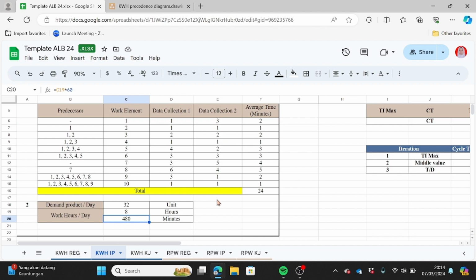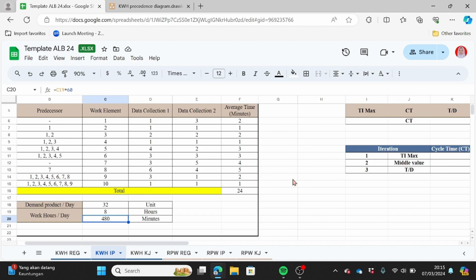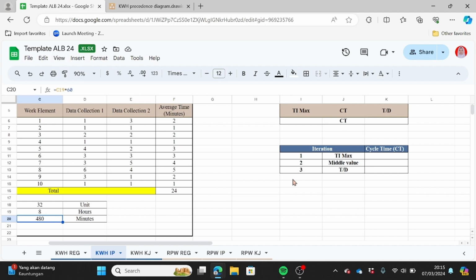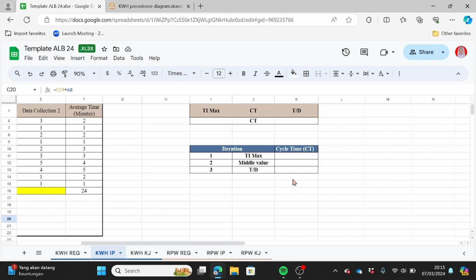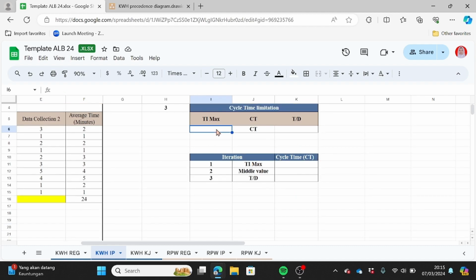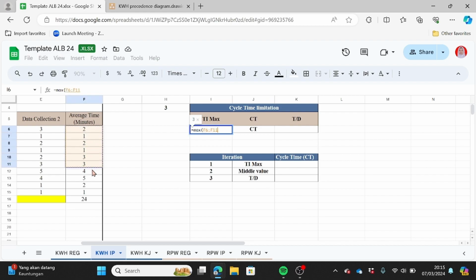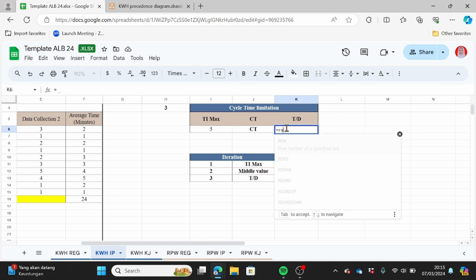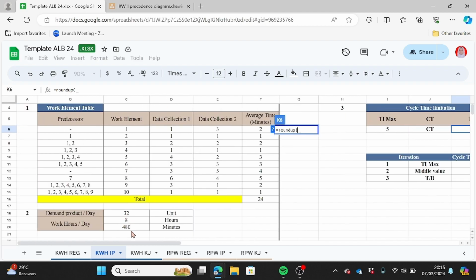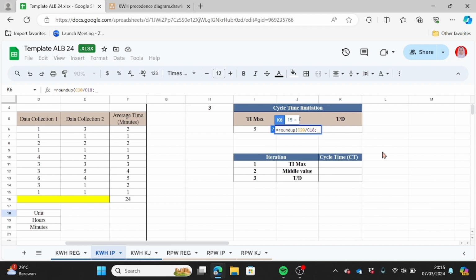If the input has been obtained, then specify the cycle time limit. The formula: the cycle time should be larger than the maximum time and smaller than T per day, or takt time, or time demand. We set the T max, and then plug in the average time, and we get the maximum of 5 minutes. For T per day, the formula is round up work hours per demand product.